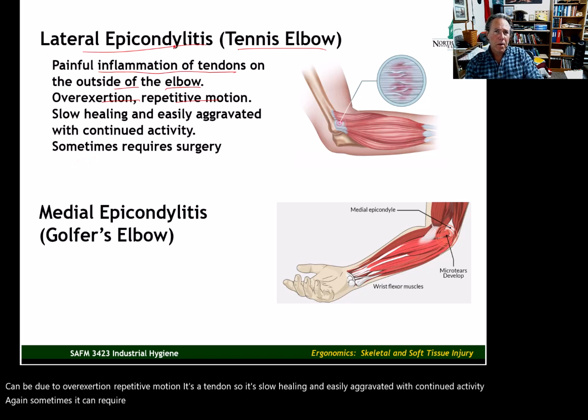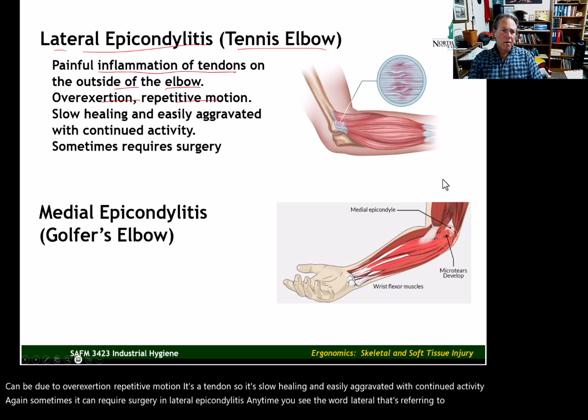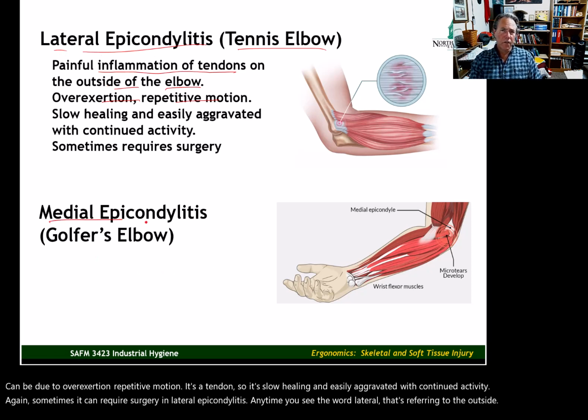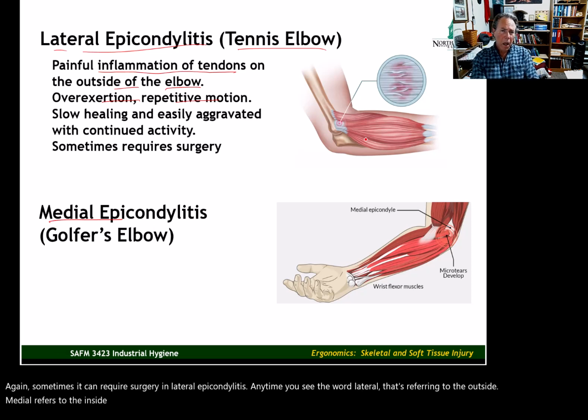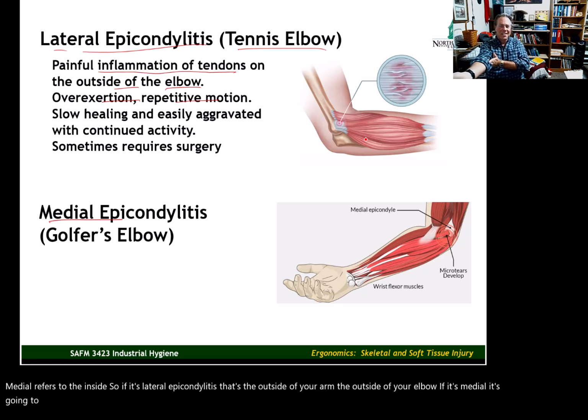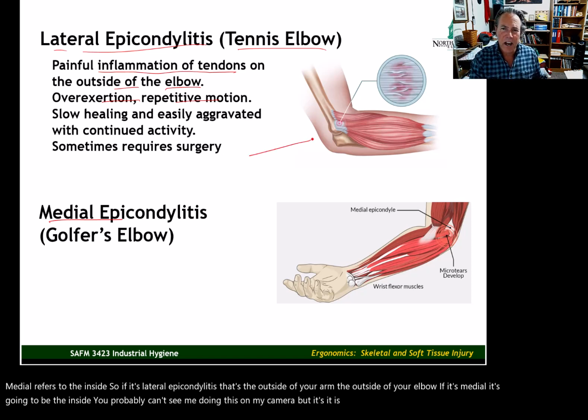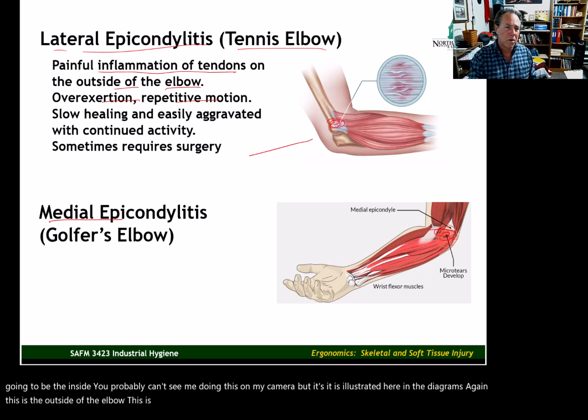Again, lateral epicondylitis. Anytime you see the word lateral, that's referring to the outside. Medial refers to the inside. So if it's lateral epicondylitis, that's the outside of your arm, the outside of your elbow. If it's medial, it's going to be the inside. You probably can't see me doing this on my camera, but it is illustrated here in the diagrams. Again, this is the outside of the elbow. This is the inside of the elbow.